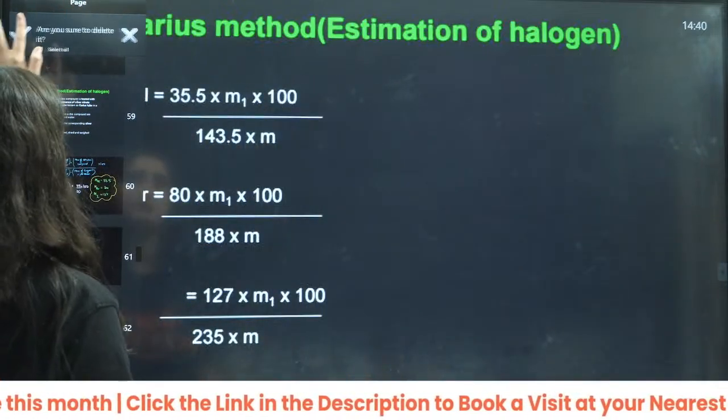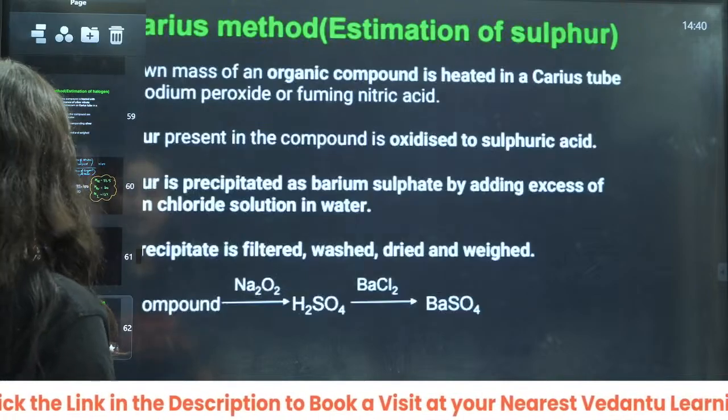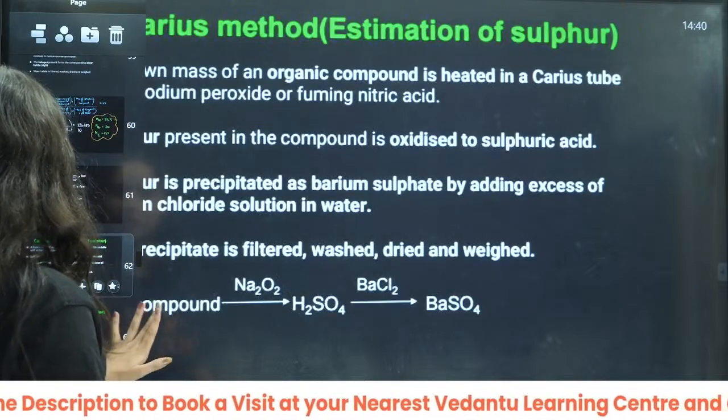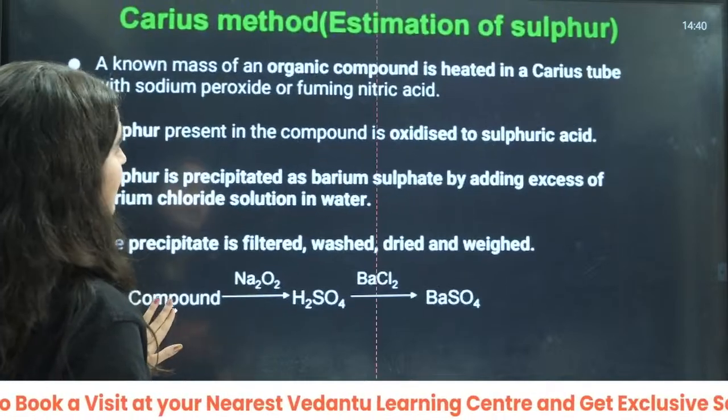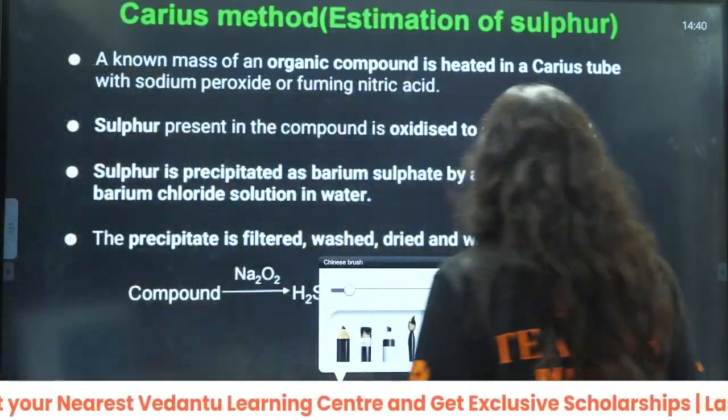Because I have written it myself. Here the symbols are different, that is why I am erasing it. Okay? Now, next method is Carius method for estimation of sulfur.